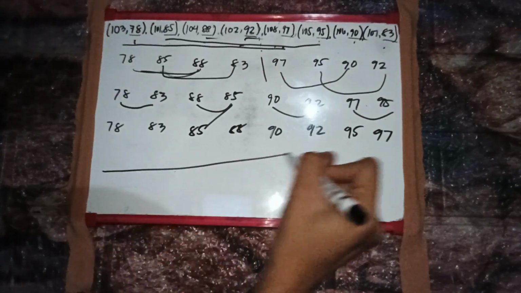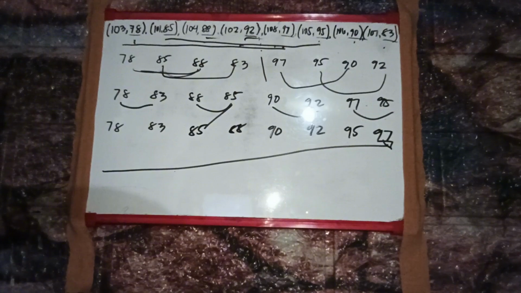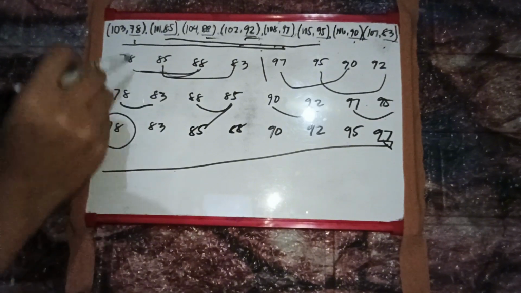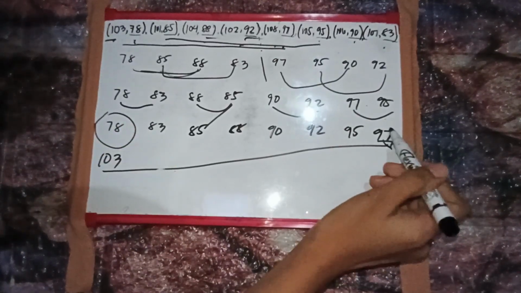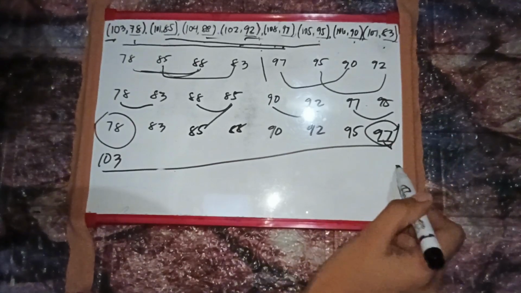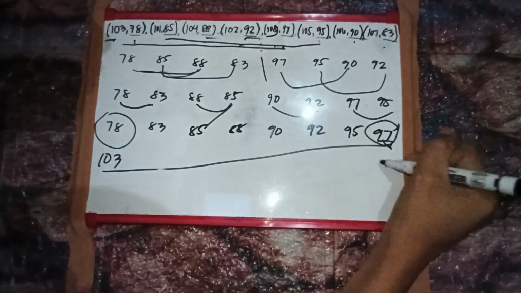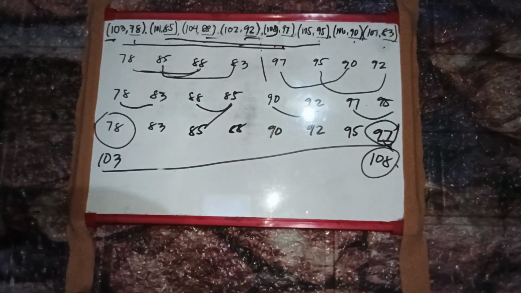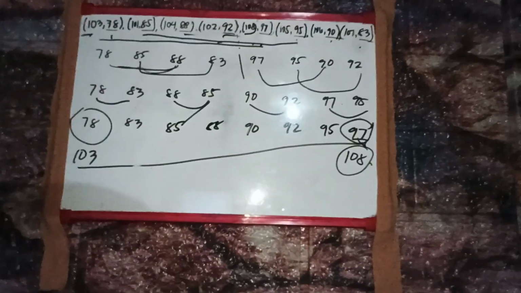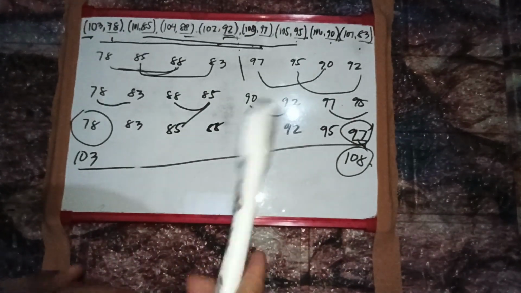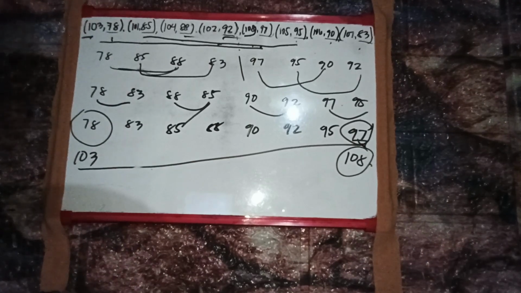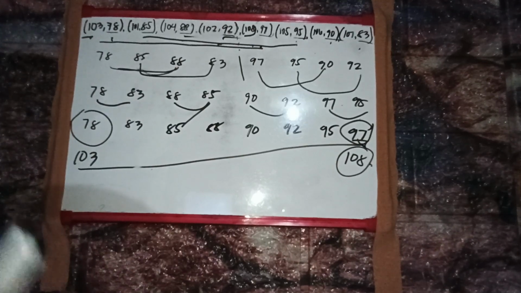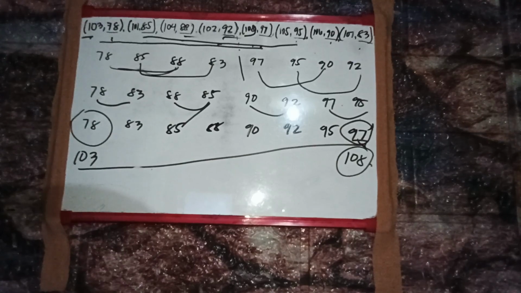Now we have the ascending order of the grades. The lowest grade, which is 78, belongs to student ID 103. And the highest grade, 97, belongs to student ID 108. So now, after sorting this array, it is clear that student ID 108 is the top performing student, while student ID 103 needs to be supported in class.